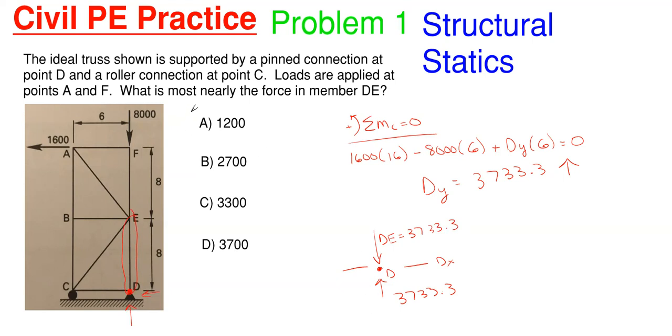Now, it says here what is most nearly the force, and you got to love when they have problems like this because you always have to do a little bit of rounding. So what is the closest force that is given here to my answer? Well, it would be D here, which is 3,700, which is the closest to my actual calculated value of 3,733. And that's how you would solve that particular question.